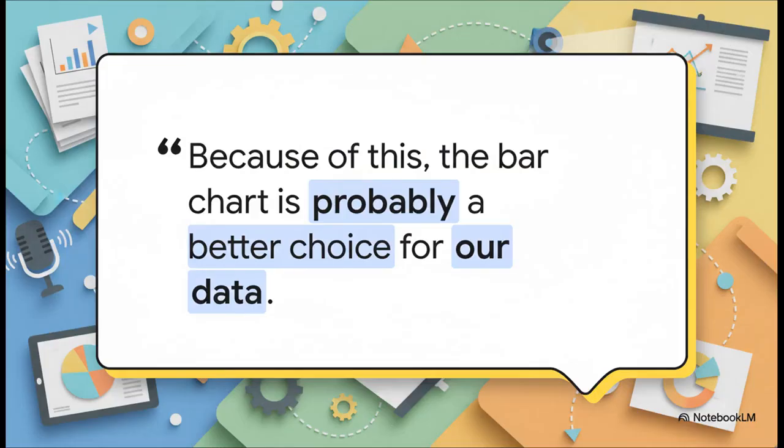Got it? And the source material really hammers this point home. It says flat out that because you're comparing specific numbers across different groups, like the transportation costs study example, a bar chart is probably a better choice. Why? Because it gives you that numerical scale so you can see the differences clearly all in one place.